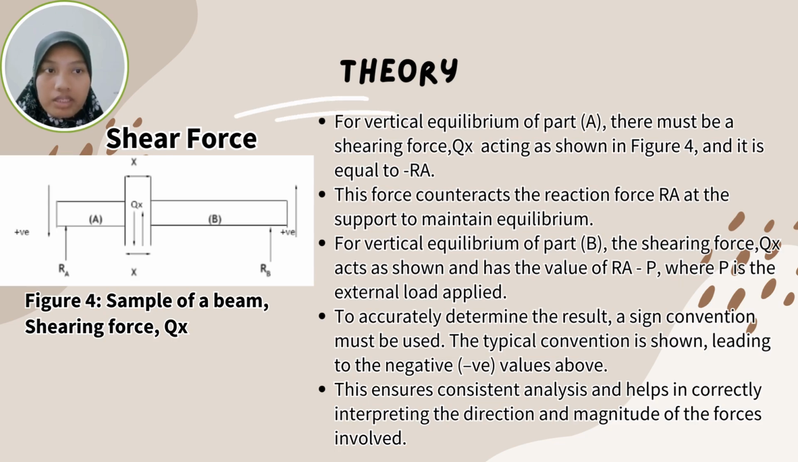For vertical equilibrium of part B, the shearing force QC acts as shown and has the value of positive RA minus P, where P is the external load applied. To accurately determine the result, a sign convention must be used. The typical convention is shown, leading to the negative values as above. This ensures consistent analysis and helps in correctly interpreting the direction and magnitude of the forces involved.